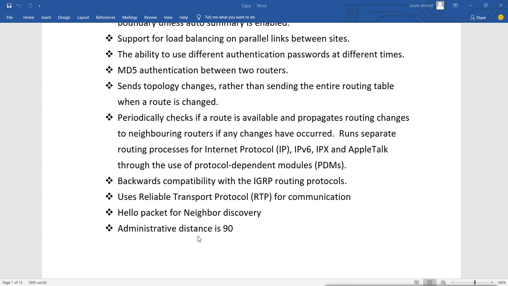Then administrative distance is 90, and this administrative distance value is less than among all the other protocols. Remember, the administrative distance value decides which path the router will choose. If you have different administrative distance values, it will choose the path which has the lower AD value. So if you see, RIP has 120, OSPF has 110, IGRP is 100 and EIGRP is 90. So among all these protocols, EIGRP is more reliable. That is why it has the AD value of 90.